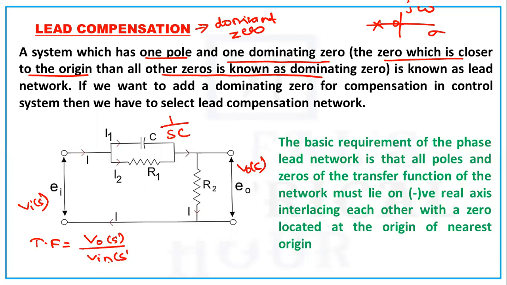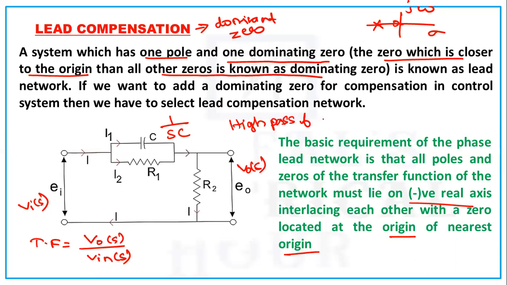Understood. Okay, so the basic requirement of the phase lead network is that all poles and zeros of the transfer function must lie on the negative real axis, and the zero should be located nearer to the origin, so that it is a dominant zero. Before going to the derivation, let me tell you, a lead compensator will be a high pass filter.